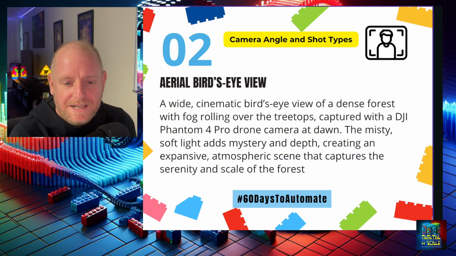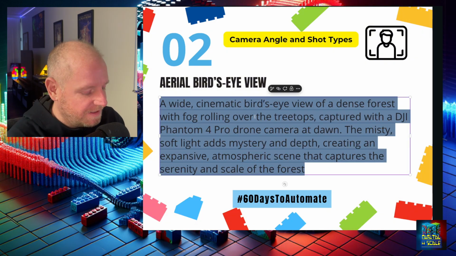So we have a wide cinematic bird's eye view of a dense forest with fog rolling over the treetops, captured with a DJI Phantom 4 Pro drone camera at dawn. The misty, soft light adds mystery and depth, creating an expansive, atmospheric scene that captures the serenity and scale of the. All right, let's take a look at this one.